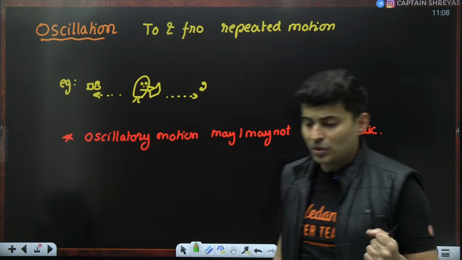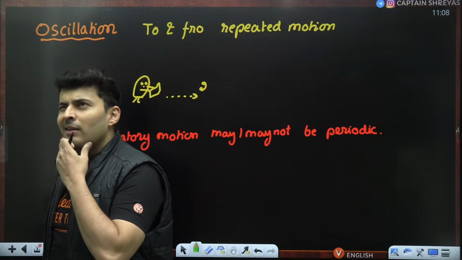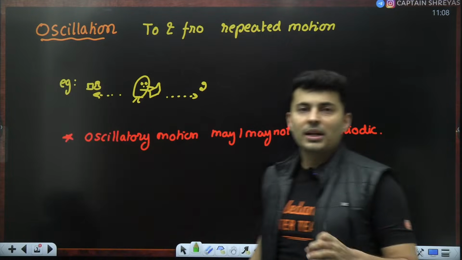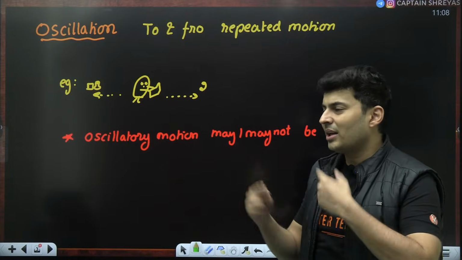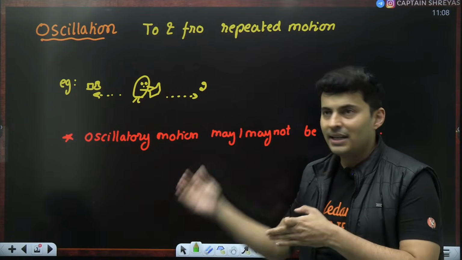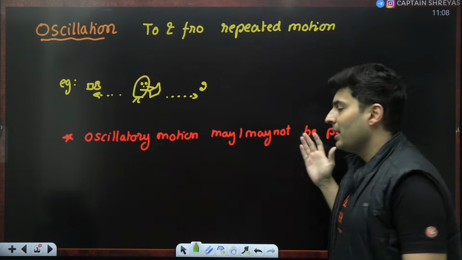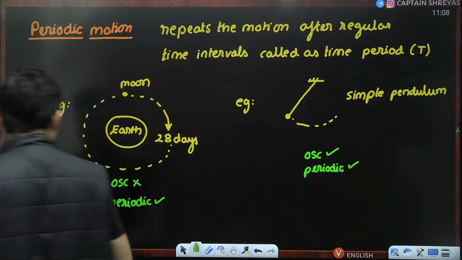Then later on I just go in 5 seconds and then I wait for 1 hour and then I come back over here in 3 minutes. So it is not repeating after a fixed time interval. Hence, it may or may not be periodic. I hope this is clear.